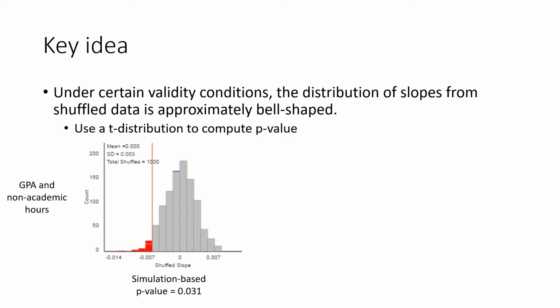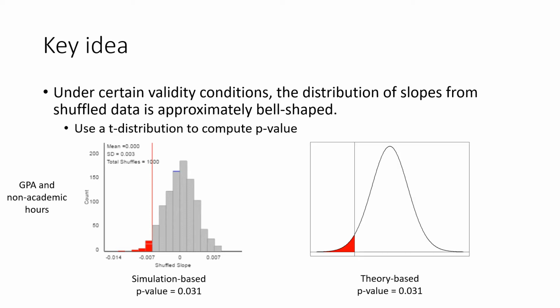In that case, we can use a t-distribution to compute the p-value. So for example, here we would find the area underneath a t-distribution to the left of our test statistic, the sample slope. And in this case, our theory-based p-value is 0.031, which happens to exactly match our simulation-based p-value.